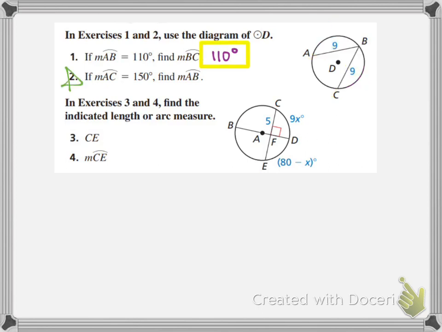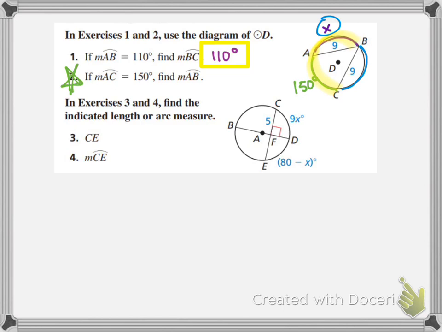Alright, and this next one, you would see on a quiz or a test, it is harder. So let's look. We say that the measure of arc AC is 150 degrees. Find the measure of arc AB. We could call this X. What I know about the arcs of a circle is they all add up to 360, but right now we only have 150, and then we have X. So we need to label what BC is going to be.